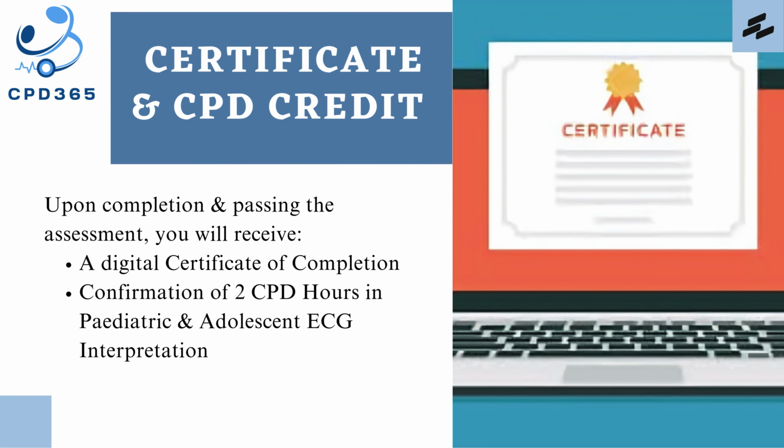Certificate and CPD credit. Upon successful completion of the course and assessment, you will receive a digital certificate of completion. This confirms 2 CPD hours in pediatric and adolescent ECG interpretation. Your certificate demonstrates competence in recognizing normal versus abnormal ECG parameters in pediatric patients and strengthens your professional practice in both acute and primary care settings.